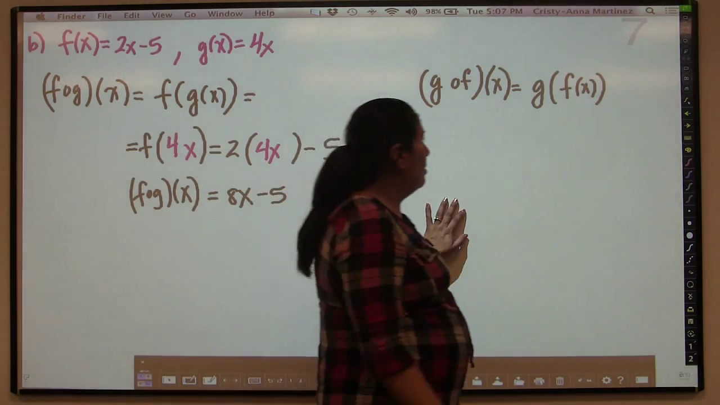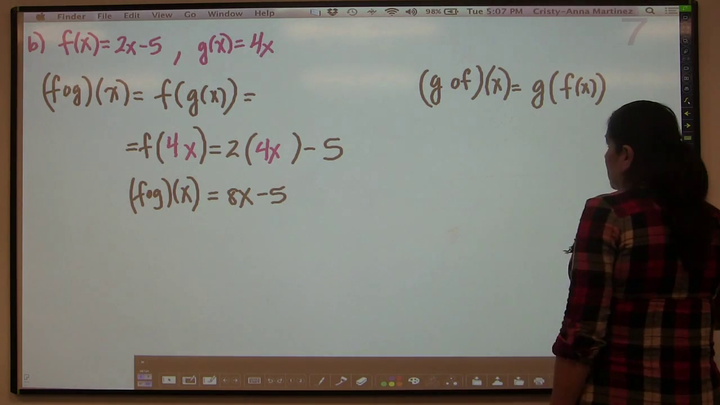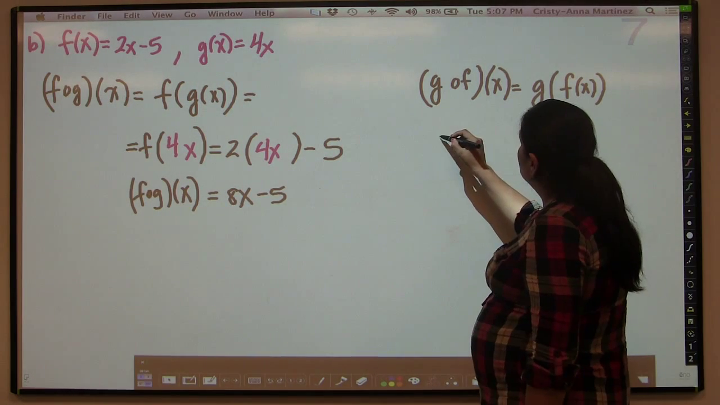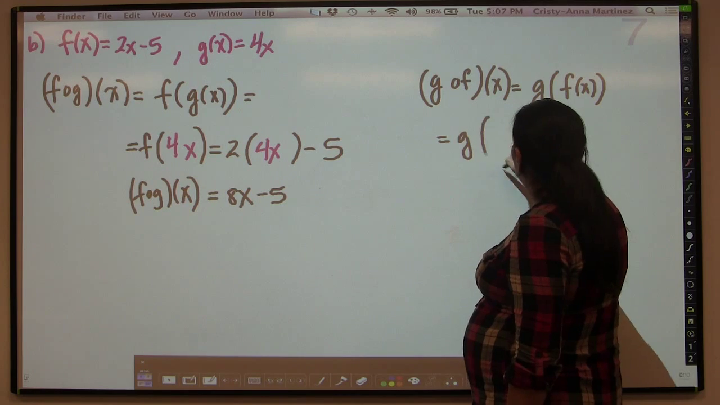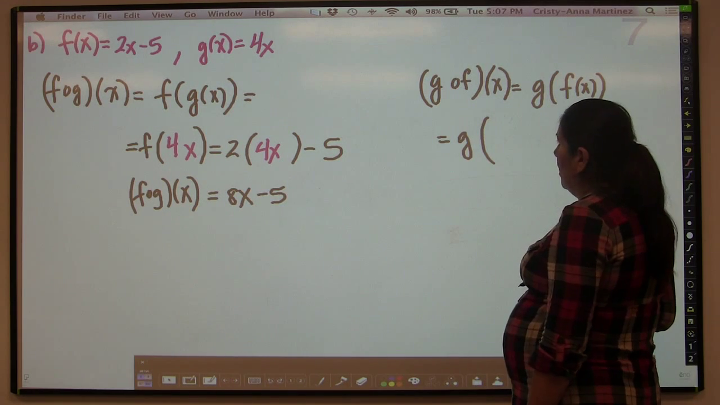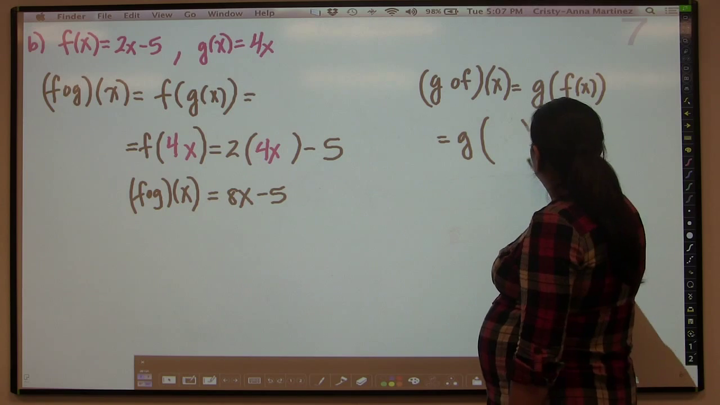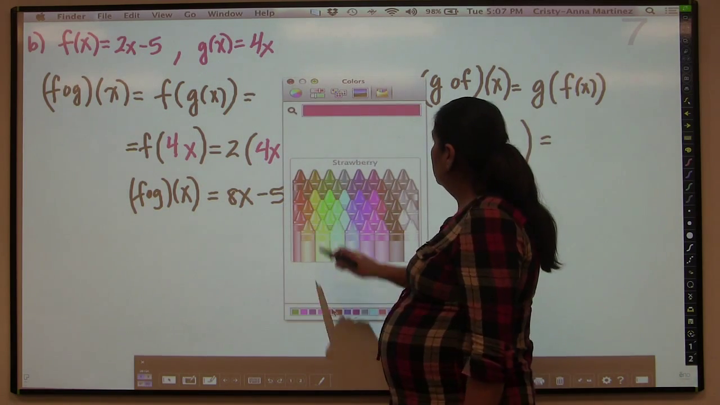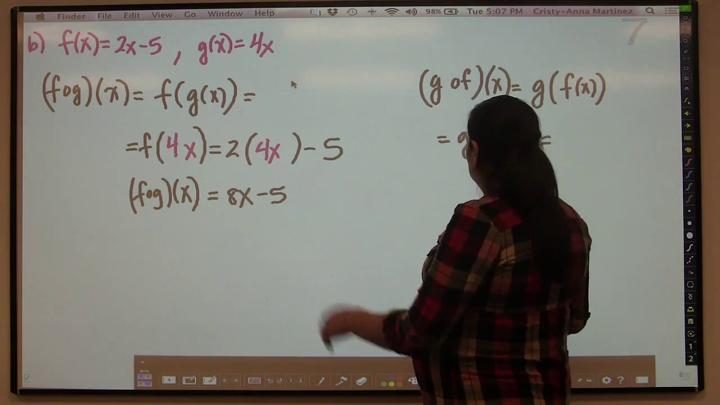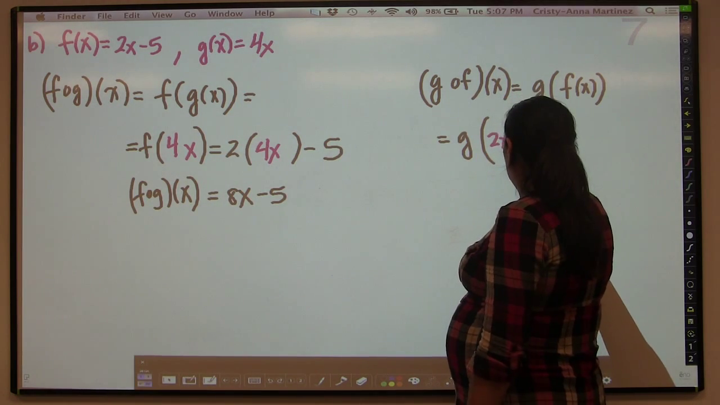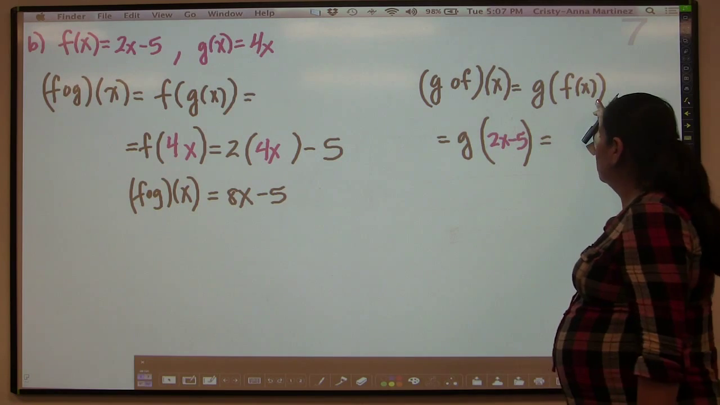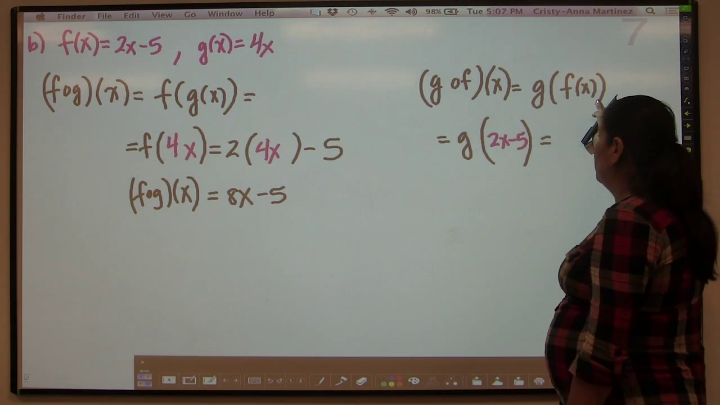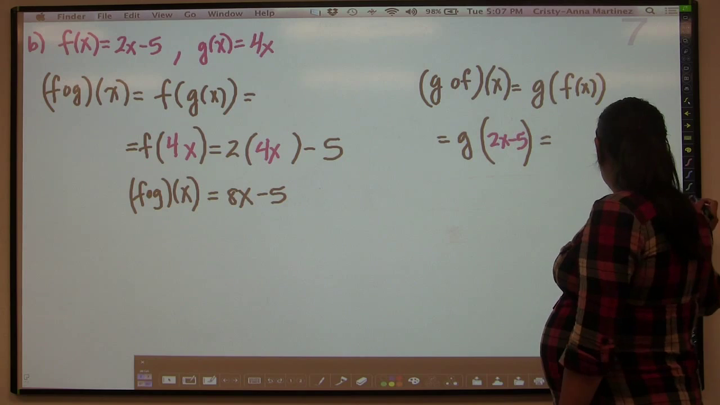So over here, I'm going to do it backwards, g of f of x, but it's going to be a lot of the same scenario. So what we want to do is g of the f of x function. Well, what is the f of x function? The f of x function is 2x minus 5. So again, I'm going to replace f of x with what it equals, which is 2x minus 5. So I replaced it in there.